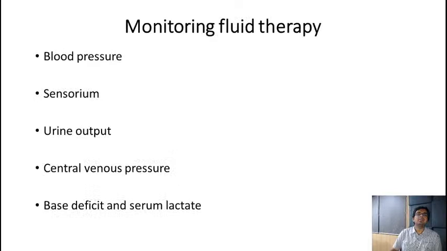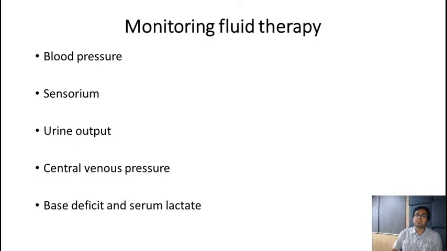The various parameters used to assess the fluid responsiveness include the blood pressure of the patient, the sensorium of the patient, the urine output, and the central venous pressure. Now, in case of central venous pressure specifically, we need to assess the dynamic response. We provide the patient with a bolus of about 150 to 200 ml of saline over 5 to 10 minutes, and we see whether the central venous pressure rises by 2 to 5 centimeter of water, which is considered as an adequate venous response.